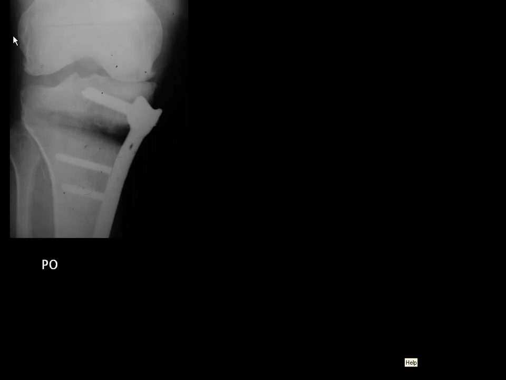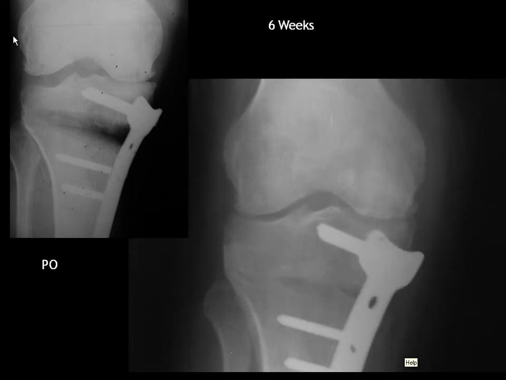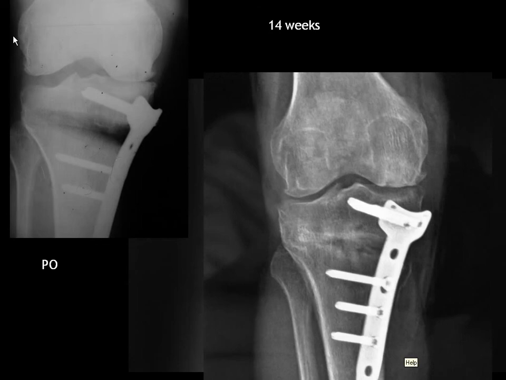This is an example. This is immediate post-op. This is 6 weeks later. You can see the gap filling very quickly, and this is at 14 weeks, and the patient is fully weight-bearing with no pain.